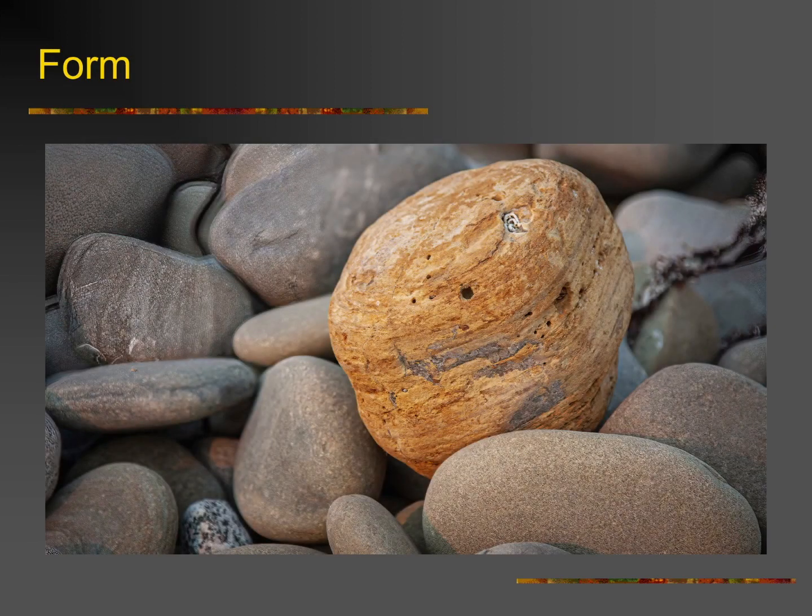Form is a three-dimensional version of a shape and can give your images the appearance of depth, despite the fact that they're still part of a two-dimensional image.